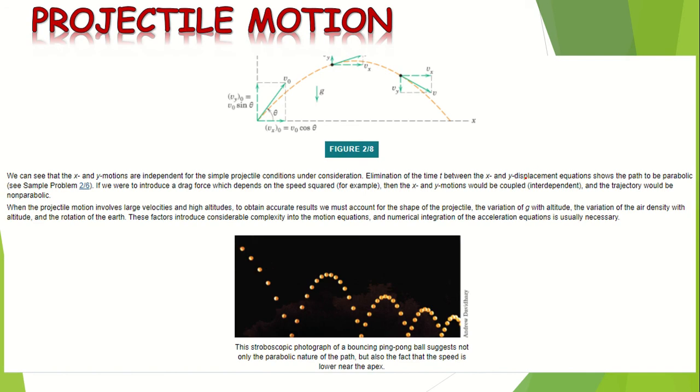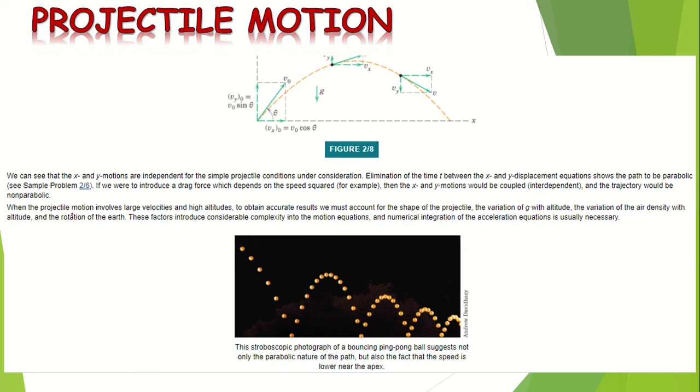Now we can see that the x and y motions are independent for the simple projectile. So elimination of the time t between the x and y displacement equations shows that the path is parabolic. If we were to introduce a drag force which depends on the speed squared, for example, then the x and y motions would be coupled or interdependent, and the trajectory would be non-parabolic.